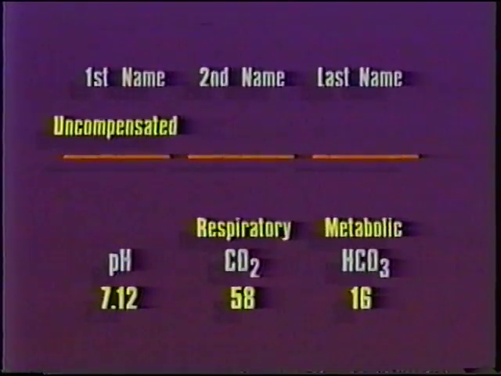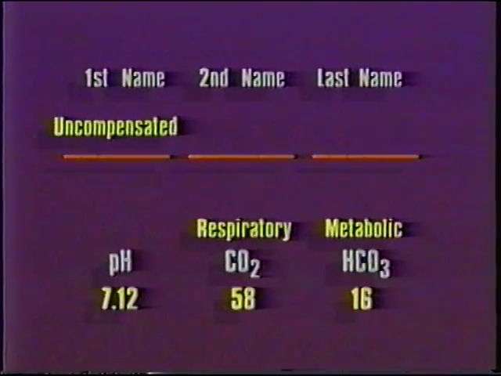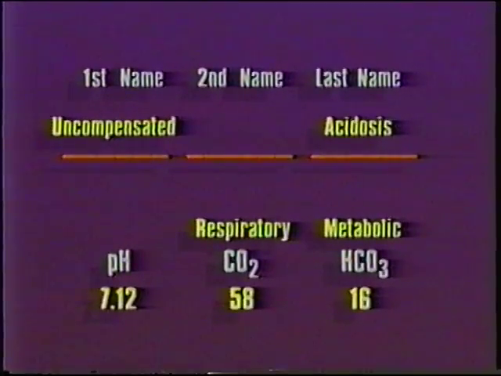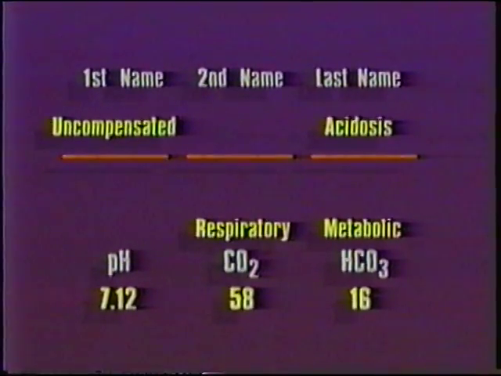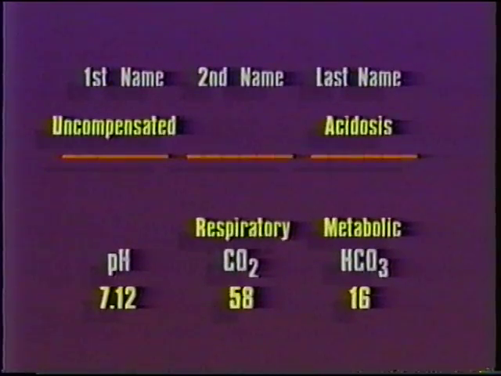No, so the first name is uncompensated. Is 7.12 acidotic or alkalotic? It's acidotic. So the baby's first name is uncompensated and the last name is acidosis. Now let's find his middle name. The CO2 is 58. Is this normal, acidotic, or alkalotic?